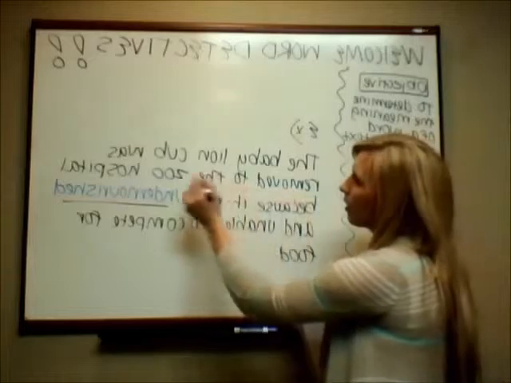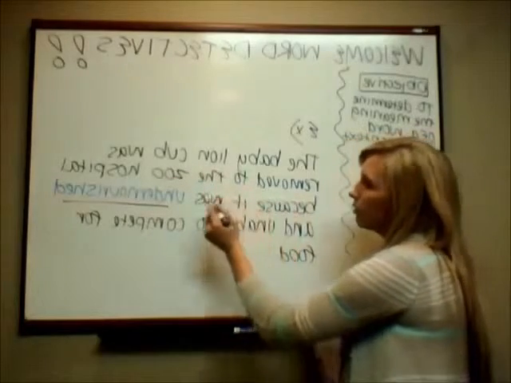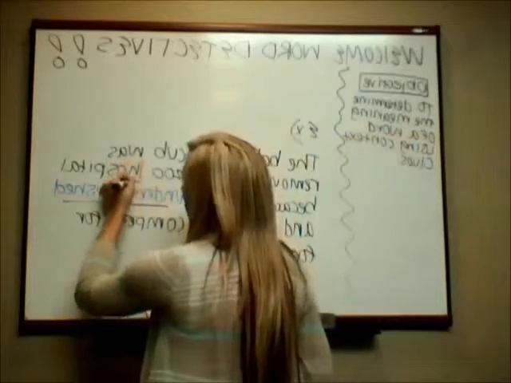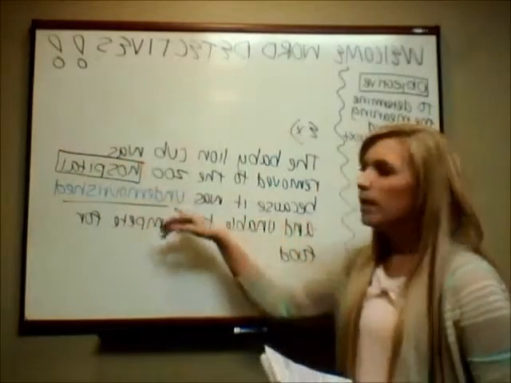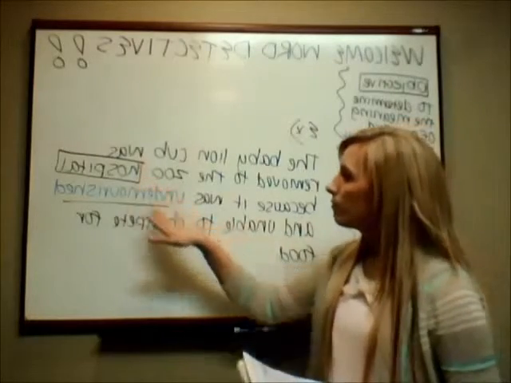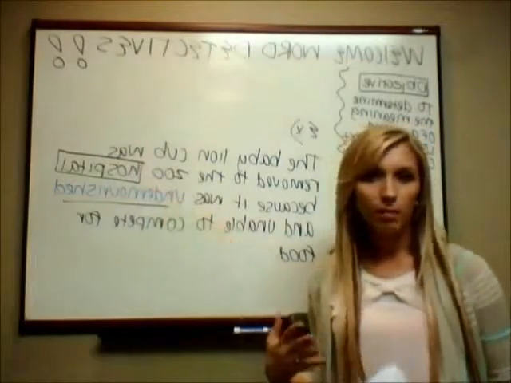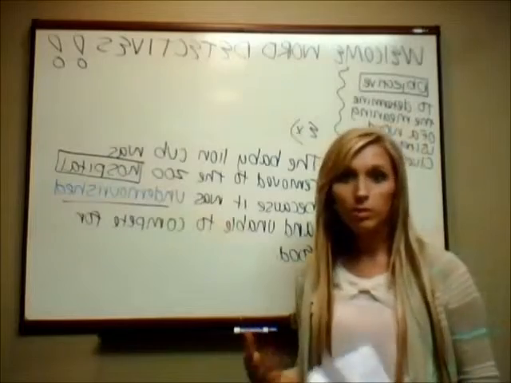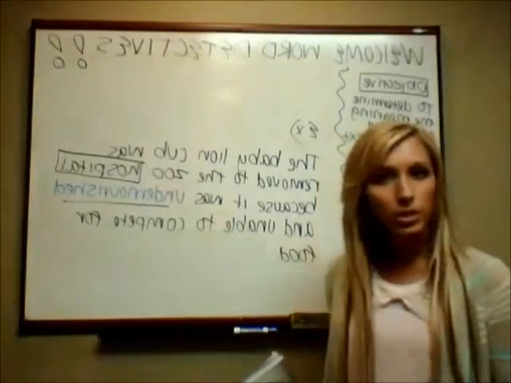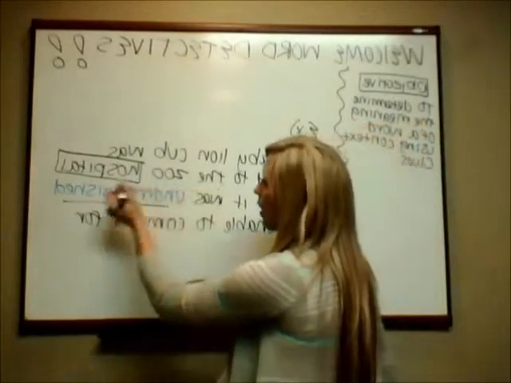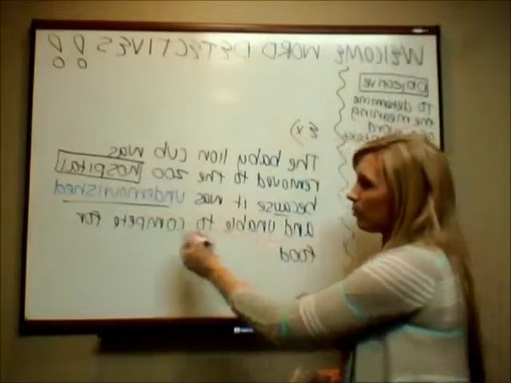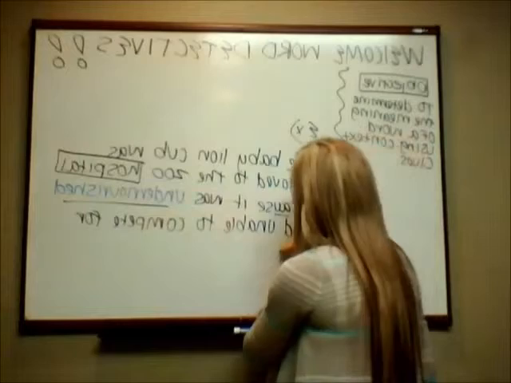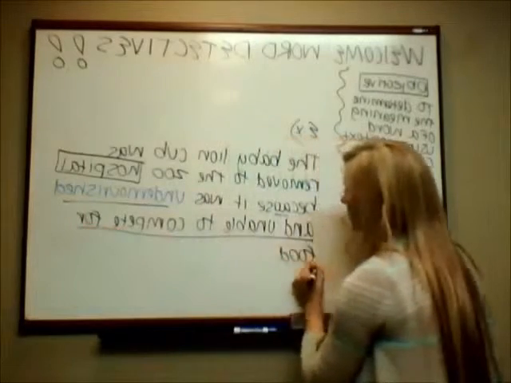We can say the baby lion was removed to the zoo hospital, so we're going to use this as a clue. Obviously, it was removed to the hospital because it was undernourished, so the undernourished would probably mean something that would put you in the hospital, so maybe ill or sick, but let's continue to look. It was removed to the hospital because it was undernourished and unable to compete for food. And this is going to be the rest of our clues.